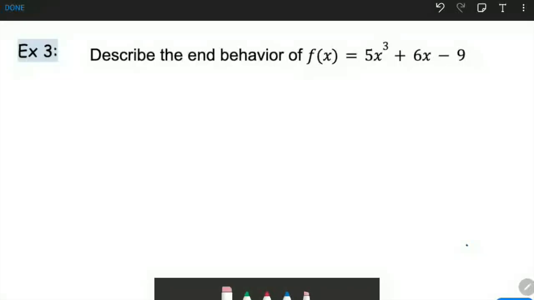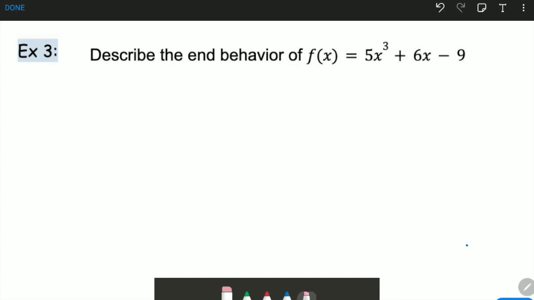In this example, we're going to be describing the end behavior of a polynomial function, 5x to the third plus 6x minus 9. Now, we could do this by graphing it. However, we're going to actually do this by using properties of a polynomial function when it comes to end behavior.